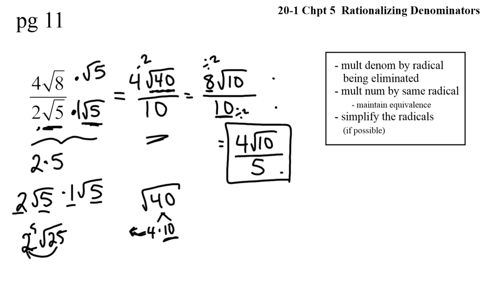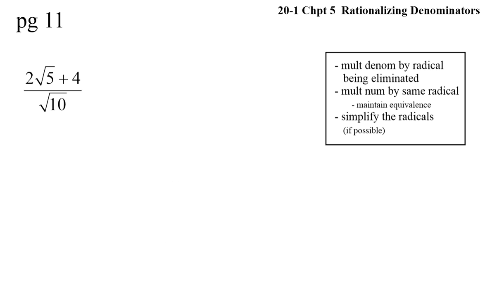Rationalizing denominators, getting rid of radicals. Well, here's another one. It's the same process, but things just get a little bit bigger, a little bit longer. So again, root 10, don't want it. So we're going to multiply by root 10. So we end up with just a 10 in the denominator.